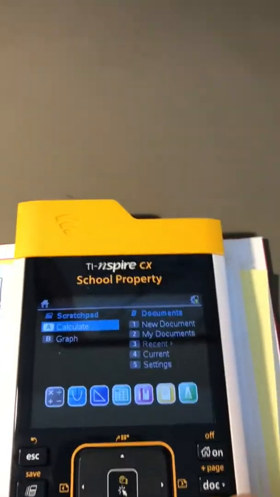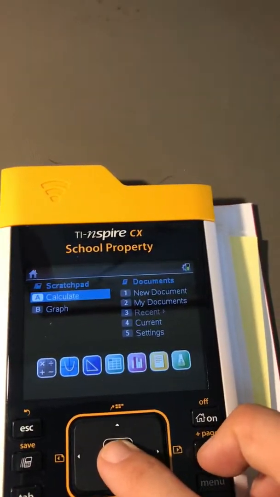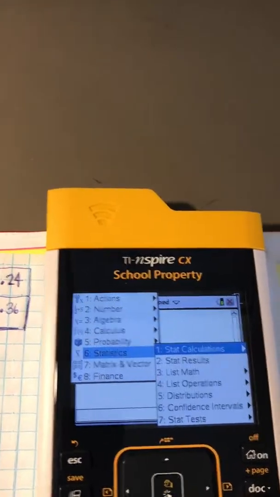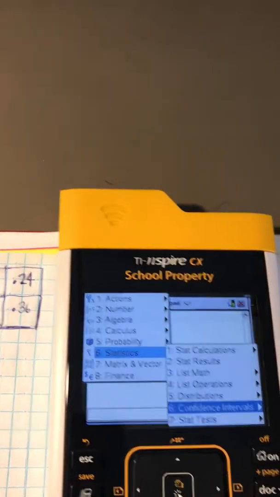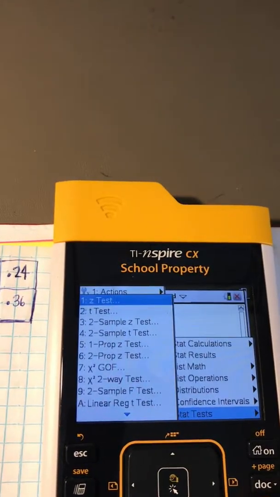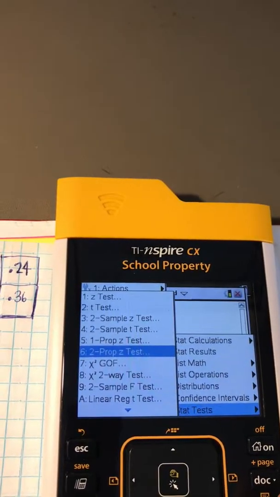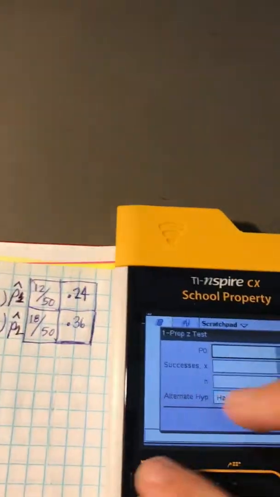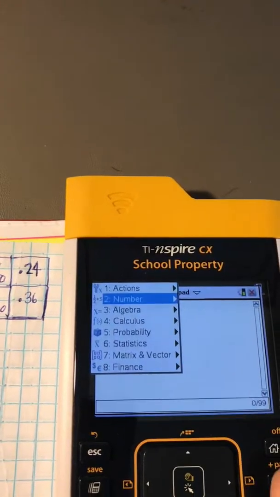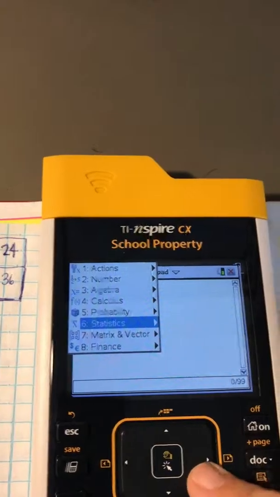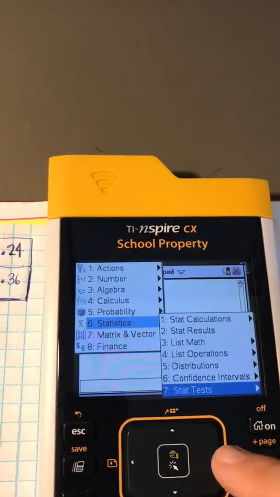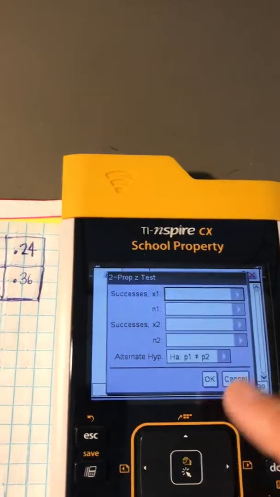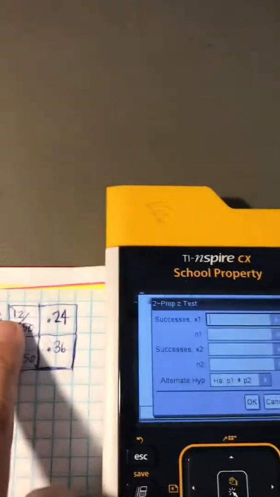So to do that, we're going to do, hopefully everything that you've done in the chapter in this subsection is either a confidence test or a stat test, and we're going to do a 2 proportion Z, and I hit the wrong button, so you just go back and do it again. Stat test, 2 proportion Z.